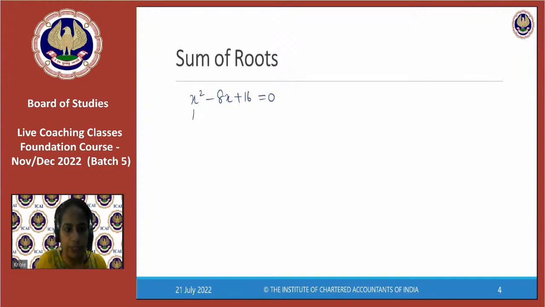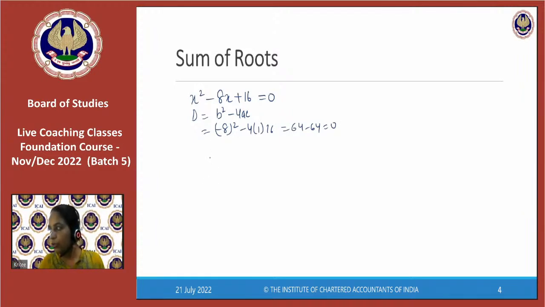If I use D, D is b square minus 4ac. So it is minus 8 square minus 4 into 1 into 16. So that makes it 64 minus 64 equals 0. And don't panic if you get 0. Very good. I have started getting the answers from Kushal, Shalini, Sahil, Raghav, Rahul. Very good. So D is equal to 0.